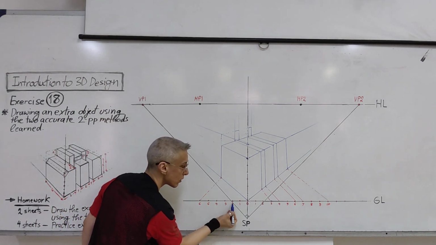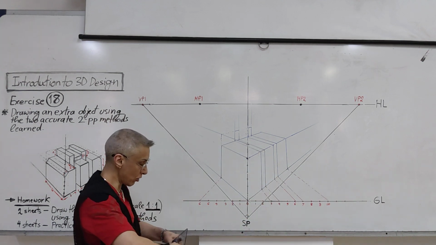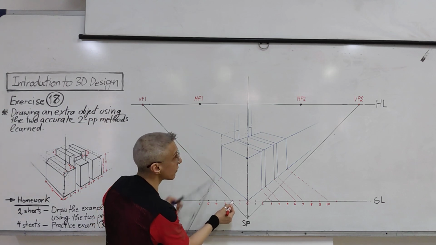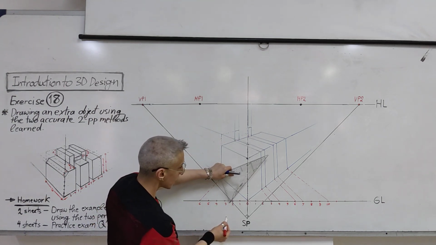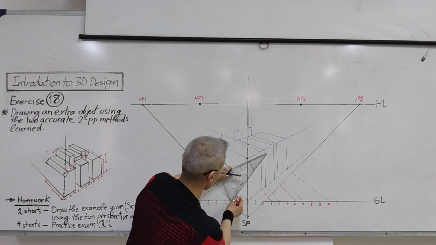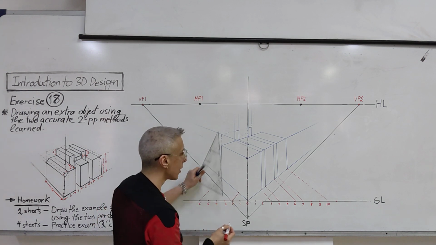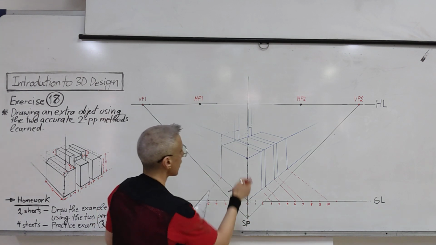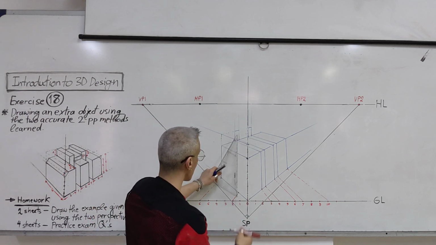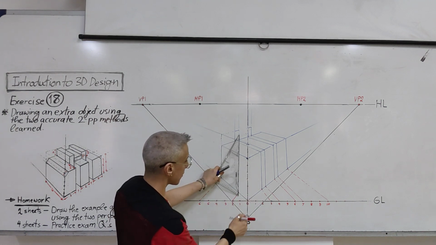So 1, 2. Now, pay attention to these details. From number 2 here, I will take it to this measuring point to see where it will intersect this line. Now from here, we will take it up. You see this line here, the height that we need, we will take it up. This line we need, this line here. So we will take this up.